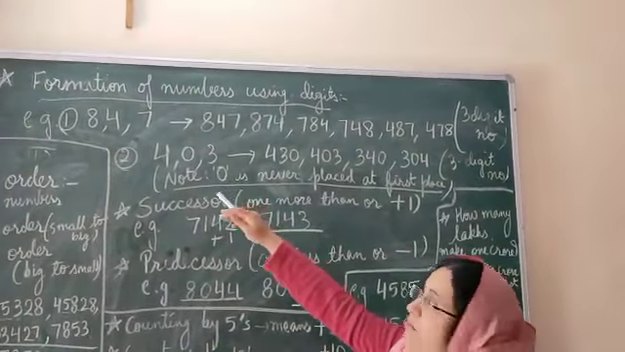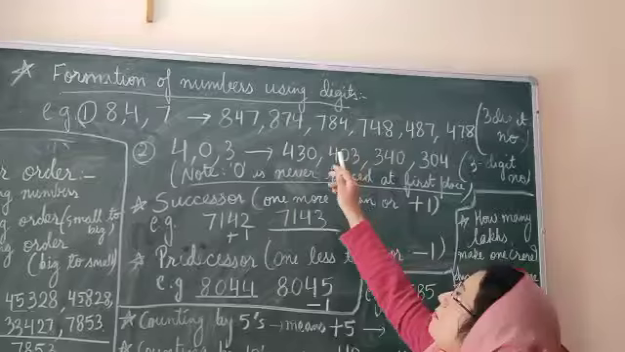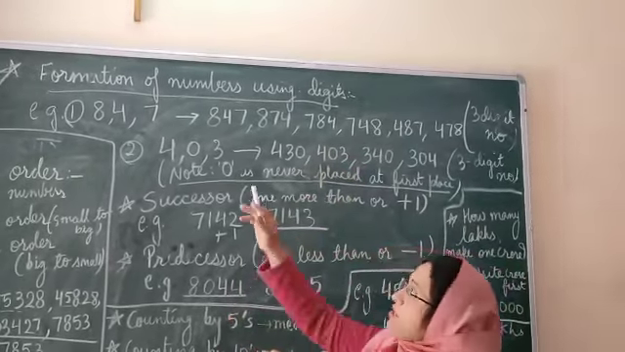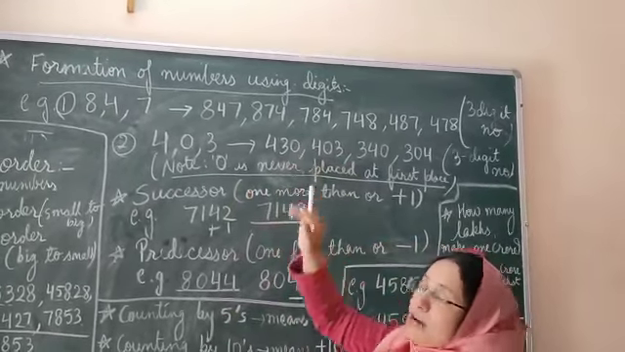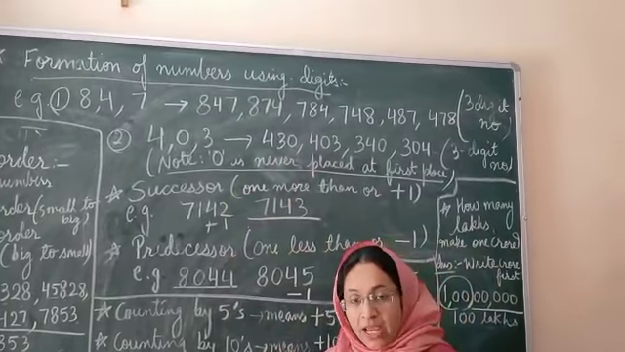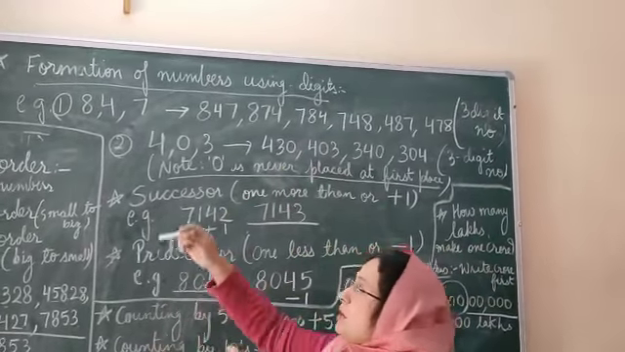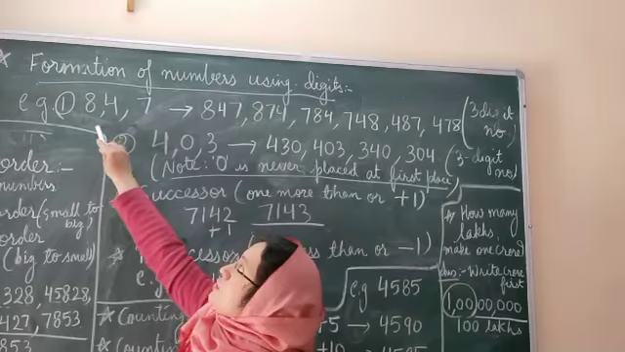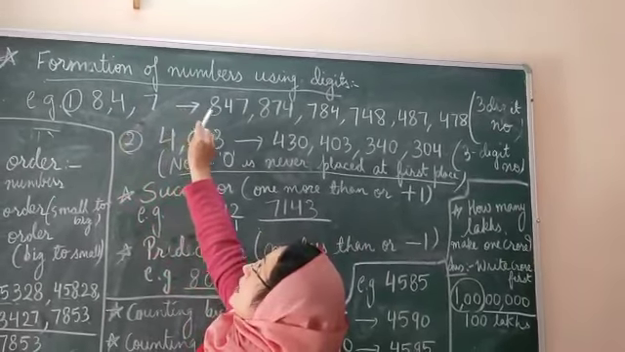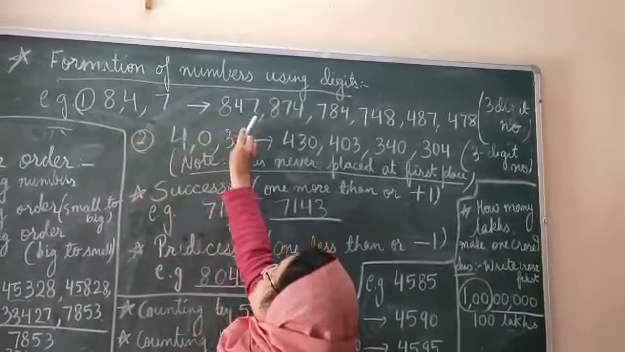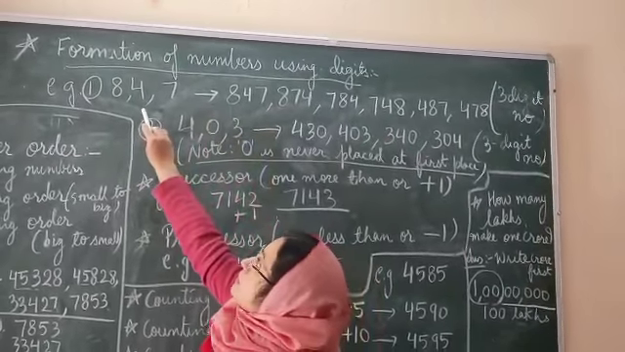Then in the number facts we have summation of numbers using digits. Some digits will be given to you and then you have to form the numbers. If you have to form a greater number, you can pick up the greatest digit from here and begin from that, then the second greatest digit, and then the third one.